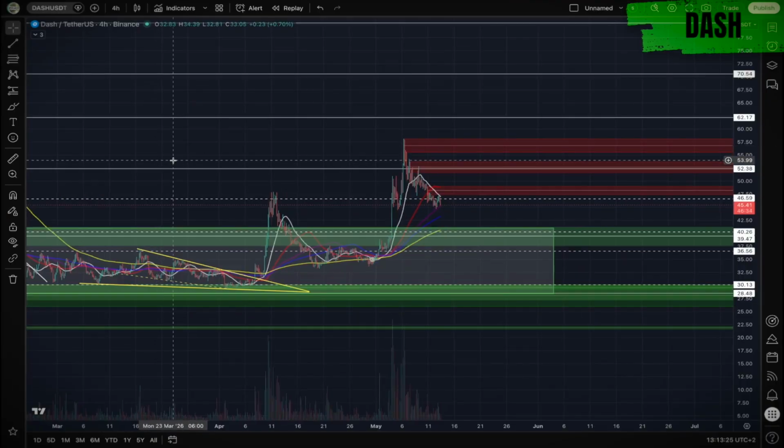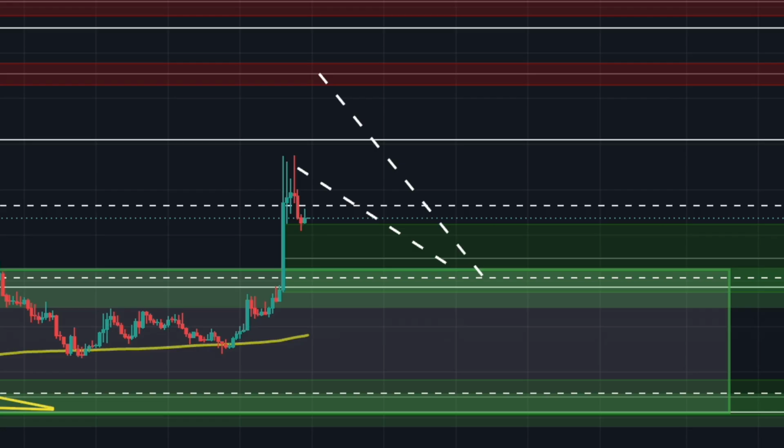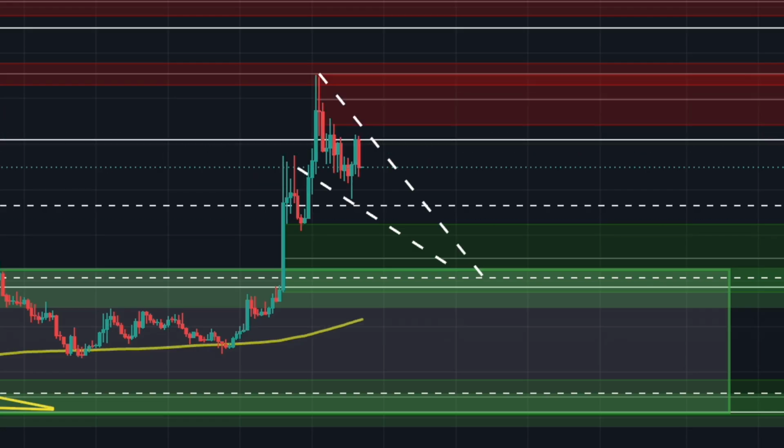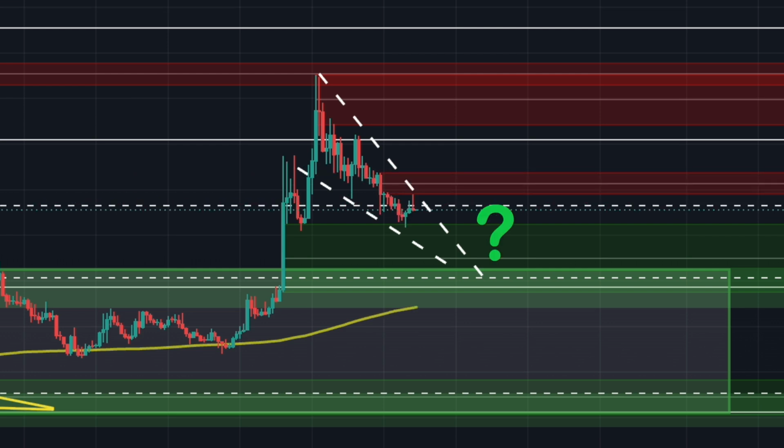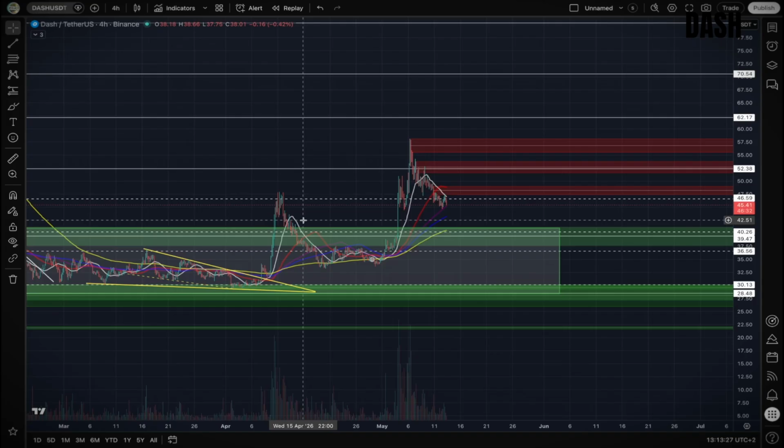Hi everyone, this is the Dash USDT 4-hour chart. Dash is retracing after a breakout, but which level will it stop at before the next move up? And what's the ideal entry?